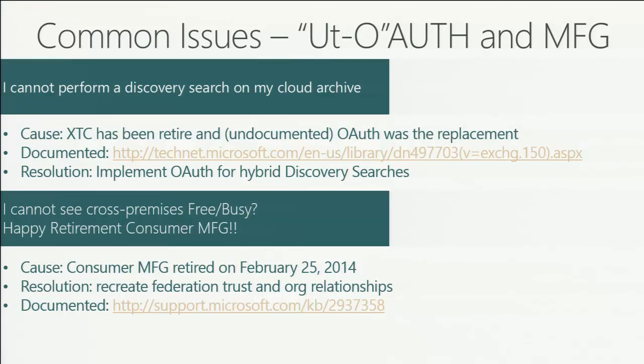But I'm just calling out that the old Federation Gateway was retired very recently, at the end of February. So if you do by chance have two organizations that are sharing FreeBusy between each other, and all of a sudden that stopped working, just make sure that they're not on the retired Federation Gateway. If they are, go to the article, refresh it, and get them on the new gateway. It's easier anyway.